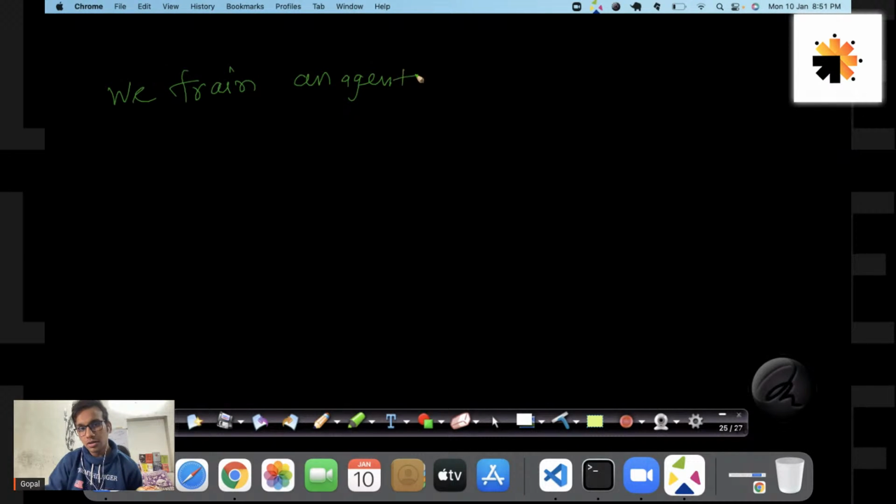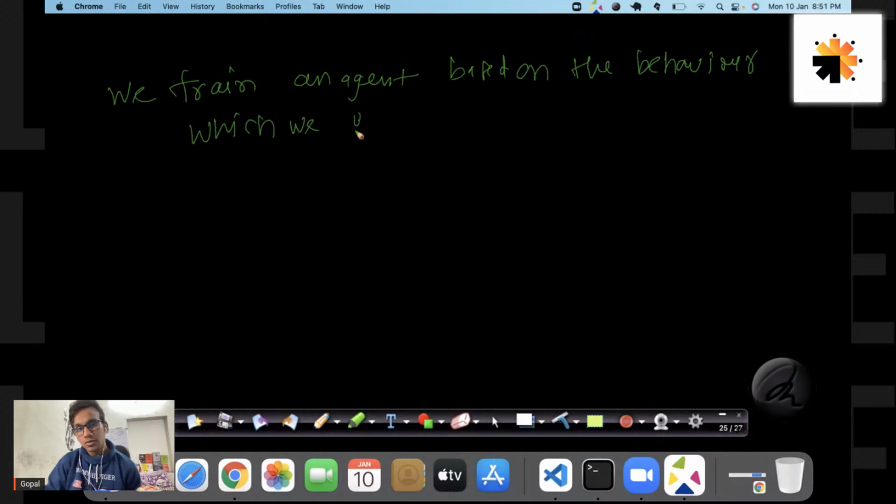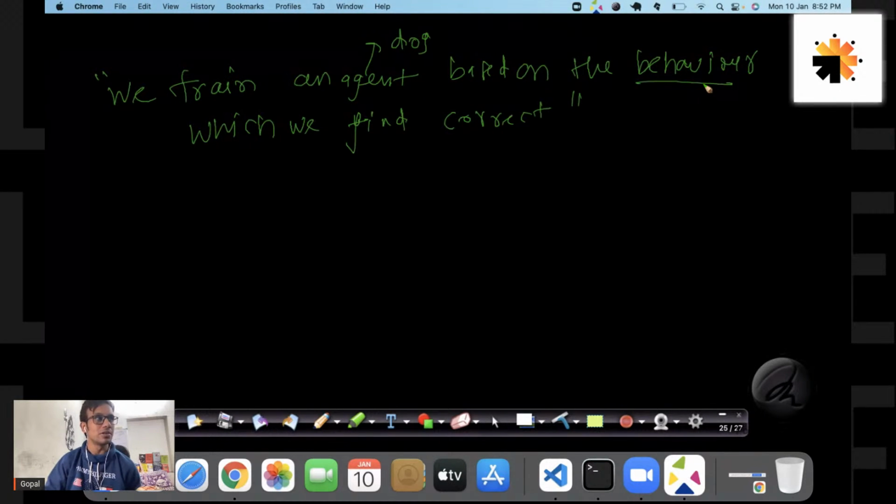So what we do basically is train an agent based on the behavior which we find correct. Simple. That is your reinforcement learning. In this case, your agent is the dog, and your behavior you have separated with positive and negative reinforcements. That's it. That is your simple reinforcement learning. Okay. All right.